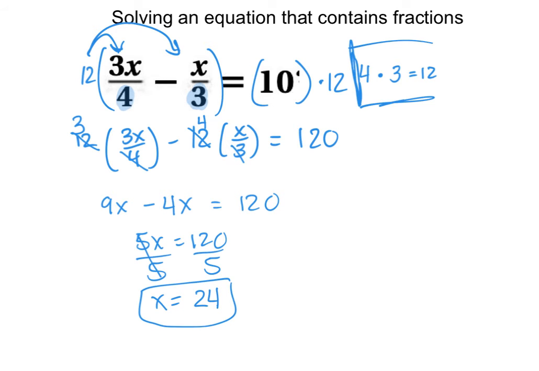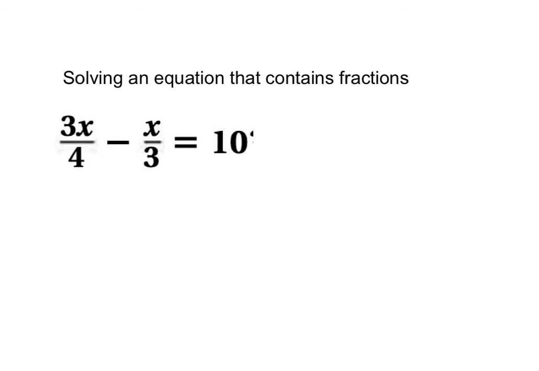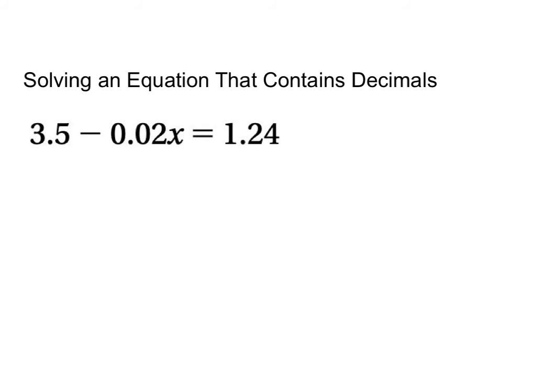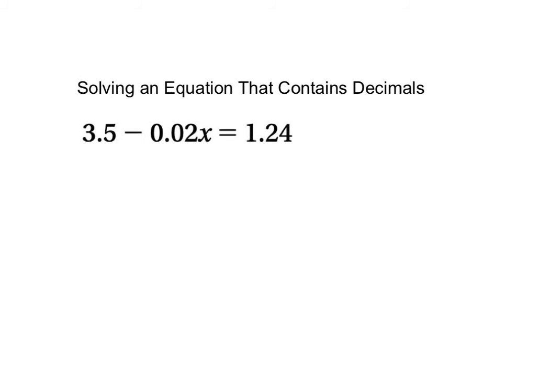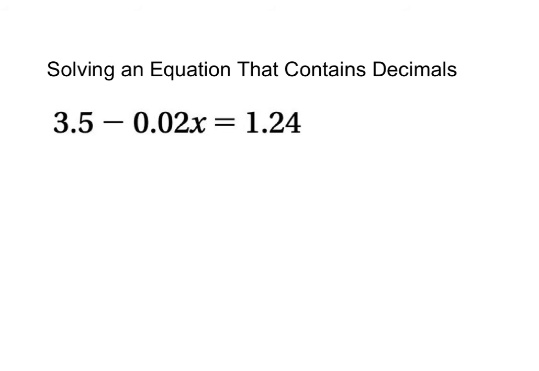All right, another one. This is the same one, so you can just write C above on your notes. Solving an equation that contains decimals. Similar to fractions, what we're going to do for decimals is multiply the entire equation by something. In order to find out what we need to multiply by, we have to count the number of digits to the right of the decimal.